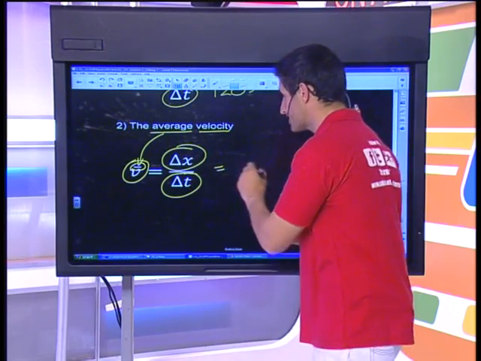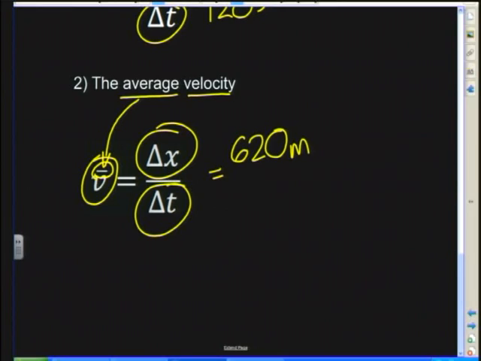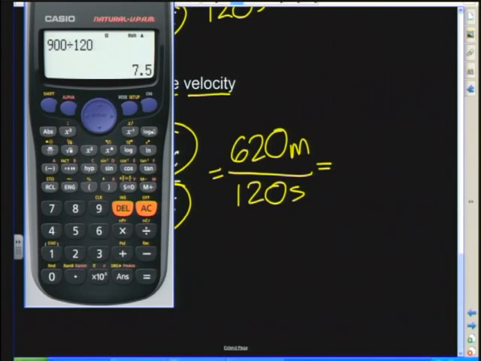So here we go. The displacement was 620 meters. The change in time is exactly the same. It still took me 2 minutes to do that. So now my meters divided by my seconds over there. And let's plop that into my calculator and let's see what comes out. So 620 divided by 120 seconds, I get 5.17 if I round that off.